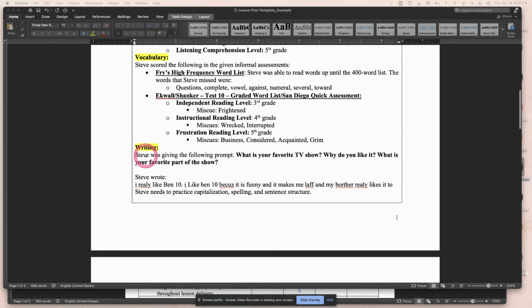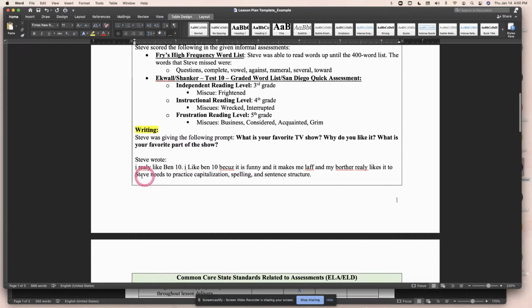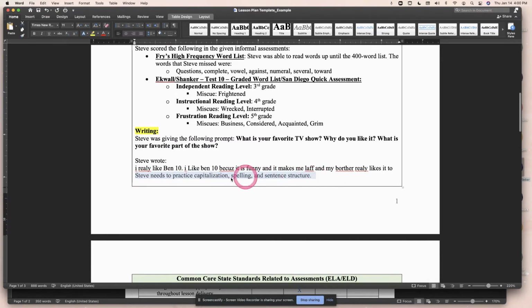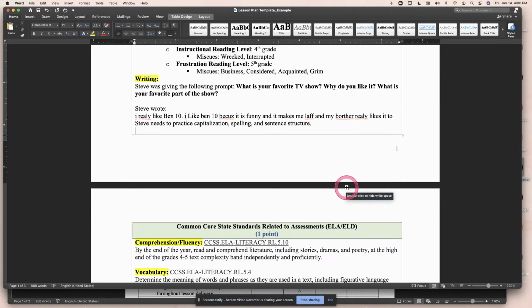For the writing portion, I wrote the prompt that I gave, and then I wrote what my 2T actually wrote with all of the mistakes. And then here I wrote, he needs to practice capitalization, spelling, and sentence structure. So now I know when I get to my lesson portion, these are the areas that I'm going to be covering.